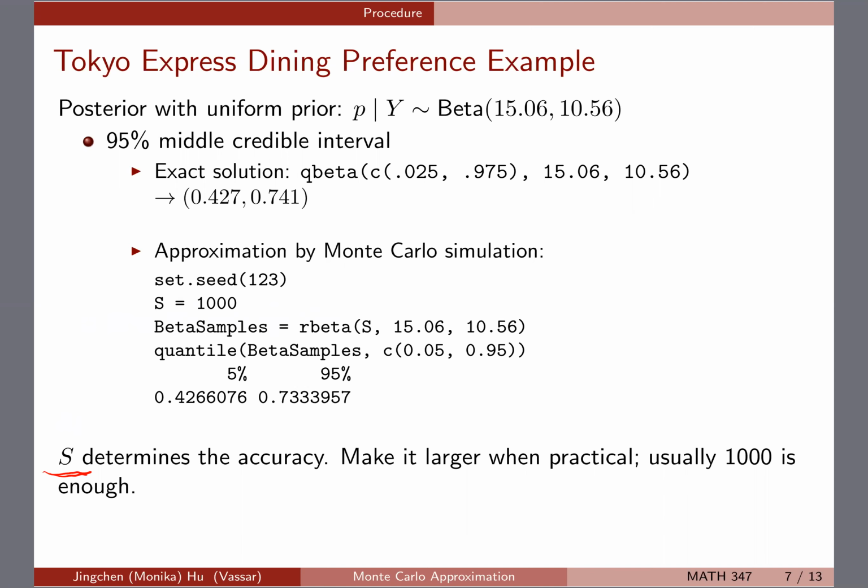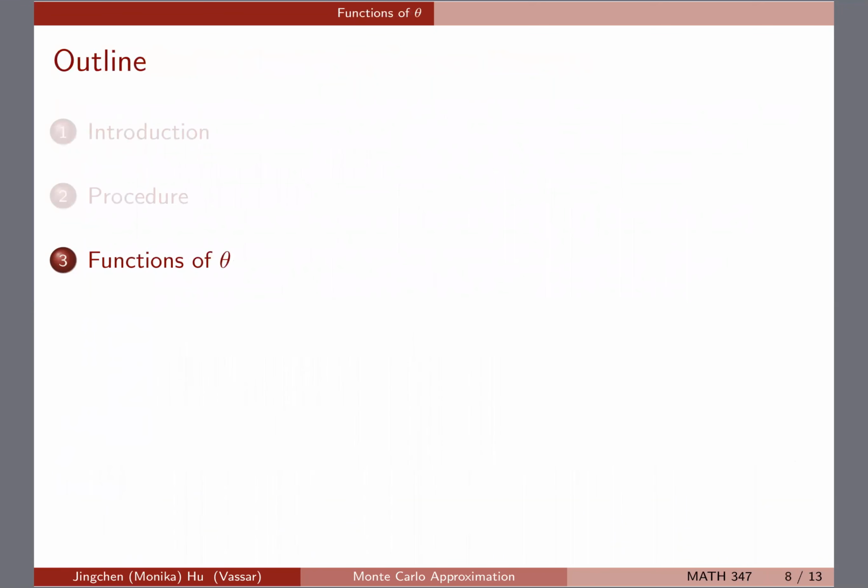Usually 1,000 is enough, especially for simple models like what we do. Later, if you have more complicated models, you might have to do a lot more draws. This is what we saw. And then what if you have functions of theta? This is the new material in this supplementary material.